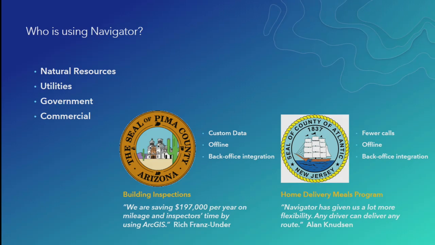Two examples: the County of Pima, Arizona, they're using it to do building inspections, and they're saving about $200,000 a year by doing this. The County of Atlantic, New Jersey, they are also using Navigator and integrating it into their back office network analyst optimization. They're saying that it allows them to have fewer service calls come into their call center and allows essentially any driver to do any route. So they don't have to have that special domain knowledge of a particular area.